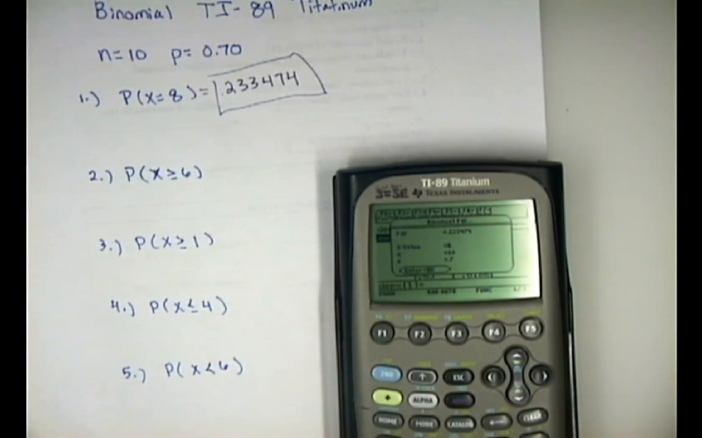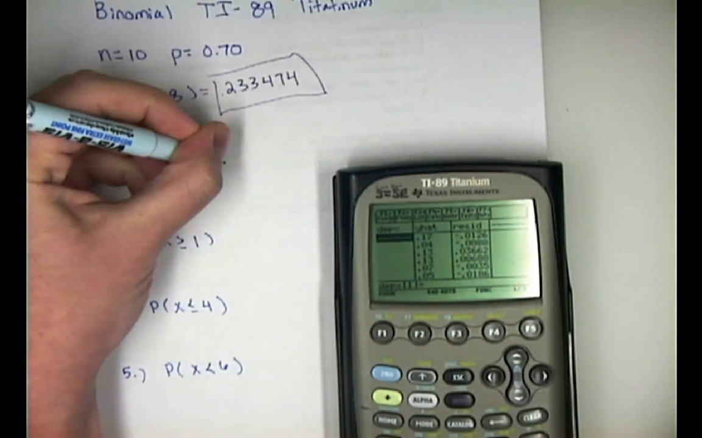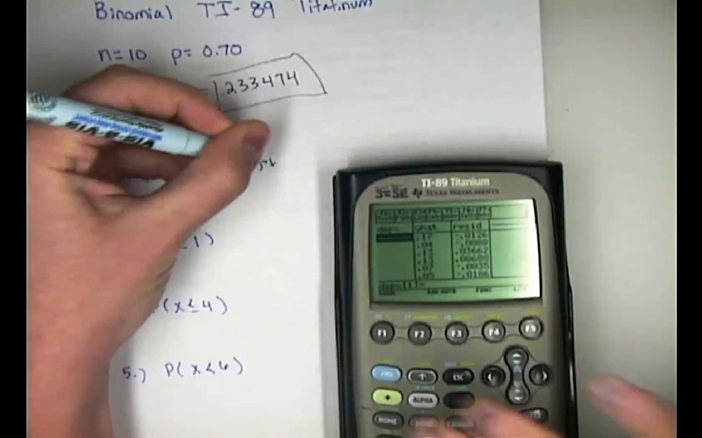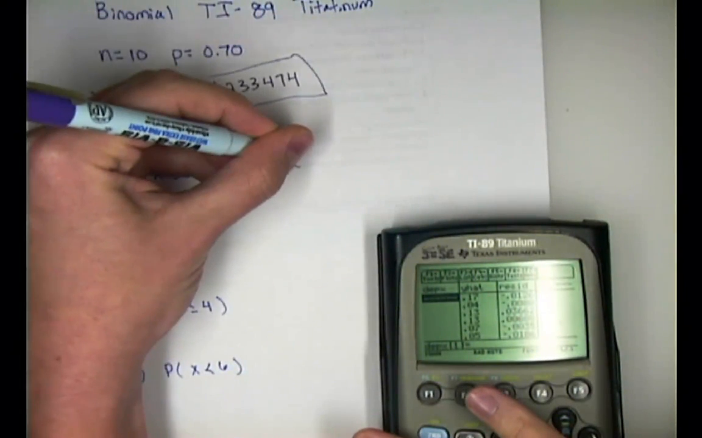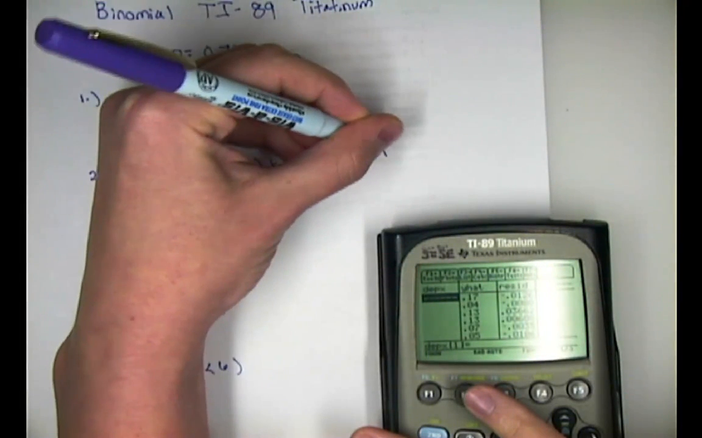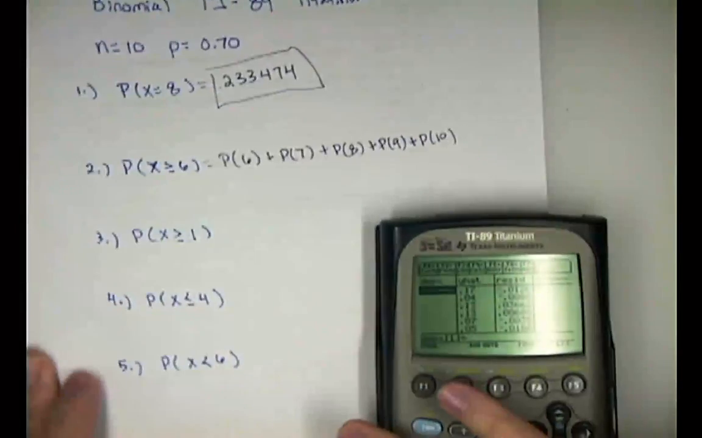Let's suppose that we want to know, with this bin of 10 items, what's the probability at least 6 are good? So I'm going to get out of that. Let's talk about what it means for 6 to be good. That means that we could have 6, or we could have 7, or we could have 8 good items, or 9, or 10, right? That's what it means for at least 6.